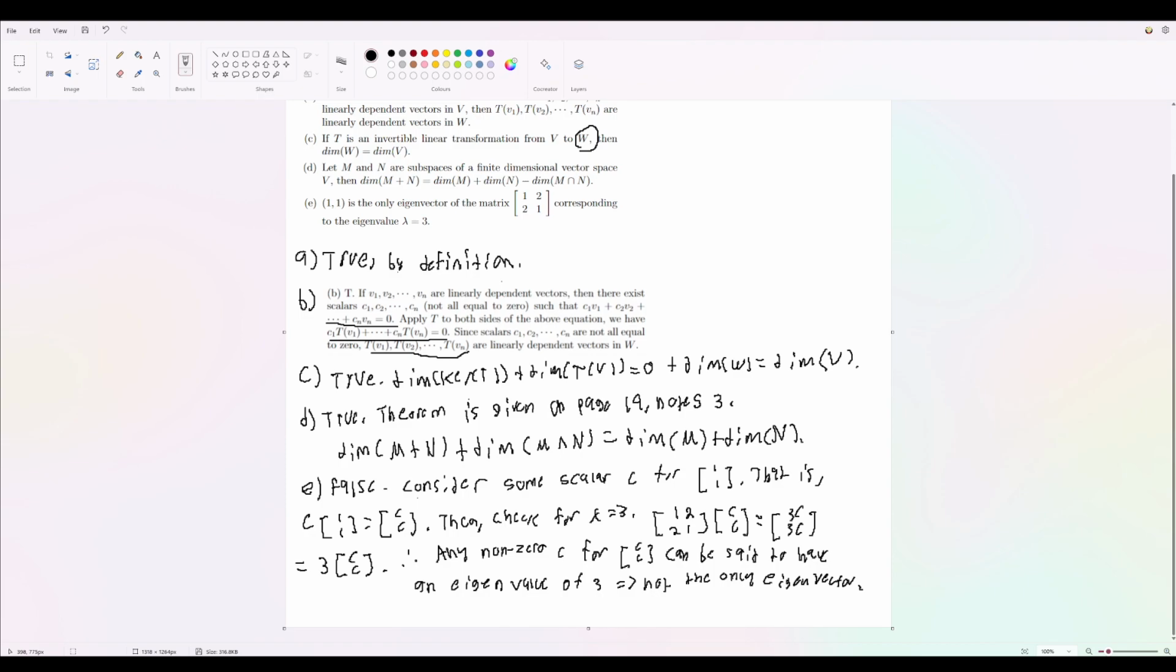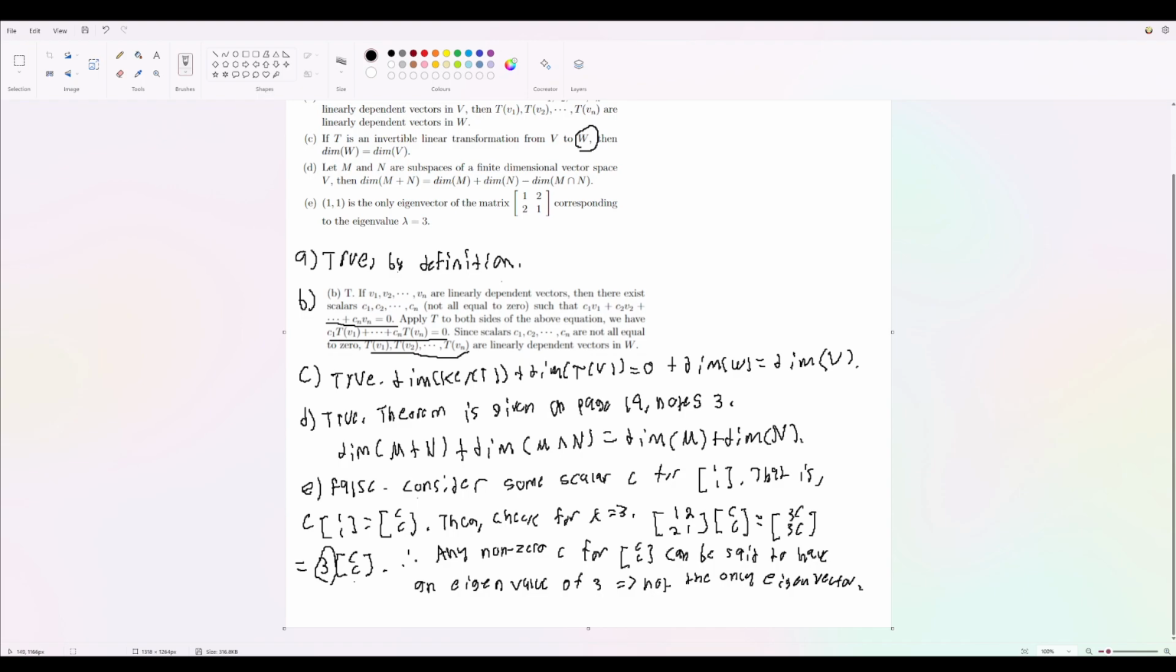Okay. What is this? (1, 1) is the only eigenvector of the matrix [[1, 2], [2, 1]] corresponding to the eigenvalue 3. We say this is false, and I gave a little example here. So consider some scalar c times our eigenvector (1, 1), which gives (c, c). Then check for lambda equals 3. The way we check is we take our A and multiply it by this: [[1, 2], [2, 1]] times (c, c) equals (3c, 3c). And we know that we can factor out 3 from here, which is going to be our eigenvalue.